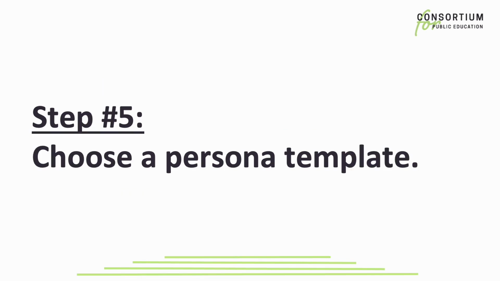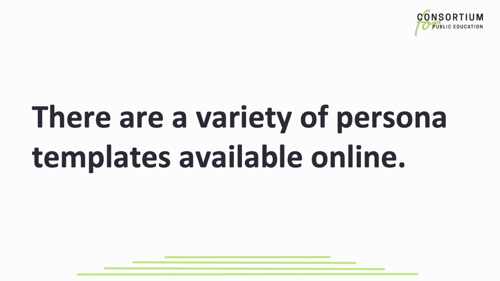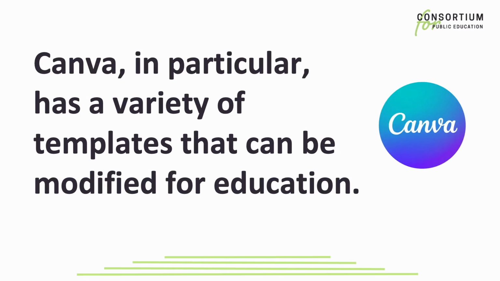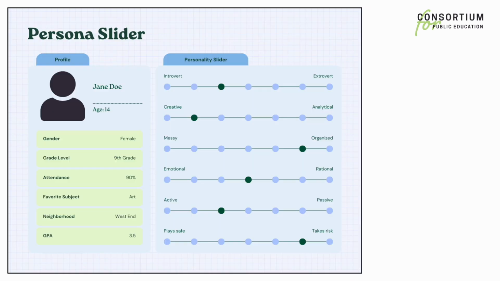Step 5. Choose a persona template. This simple template includes background, motivations, challenges, interests, and even a quote, along with some basic demographic details. You might even add an image to represent that particular persona. There are a variety of persona templates available online, so explore a bit to see what format best suits your needs. Canva, in particular, has a variety of templates that can be modified for education. For example, this template includes pain points as well as ways to measure success and even possible solutions. This template takes a different approach, using a sliding scale to rate a variety of personal qualities.